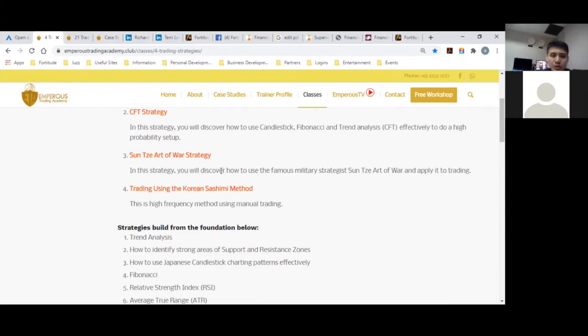The third one is the Sun Tzu Art of War. Just now I shared the Sun Tzu Art of War, but what I shared is the principle. I didn't apply that to the market to show you. So in our course, I will show you how to apply the Sun Tzu Art of War. In this course, it will be a trend reversal strategy. And the next one is the Korean sashimi method. The Korean sashimi method is a high frequency trading method using manual trading. I will show you how to do the Korean sashimi method in this course.